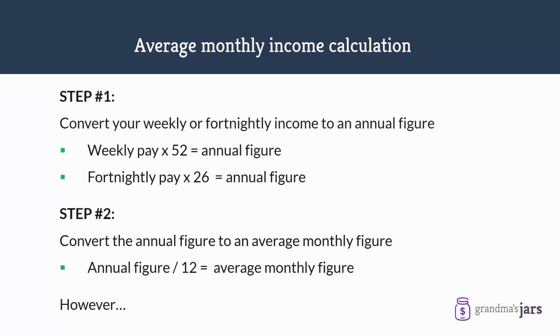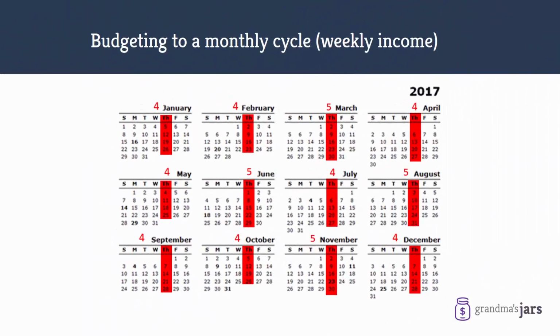However, when it comes to budgeting, your income rarely comes in as a nice average monthly figure. If you get paid weekly, most months you will receive 4 weekly pays in a month, and then every third month you will receive 5 pays. You can see here that if I get paid every Thursday in 2017, I will have received 4 pays in January, February, April, May, July, September, October, and December. And in March, June, August, and November, I will have received 5 pays.